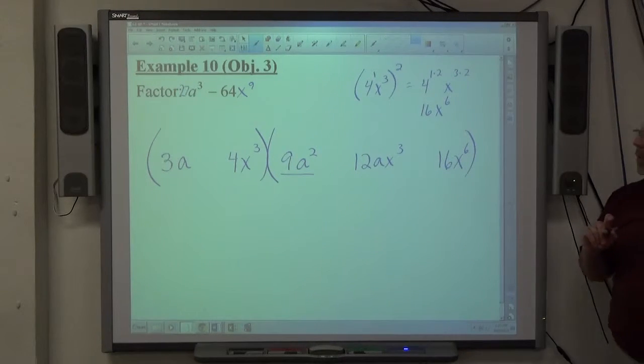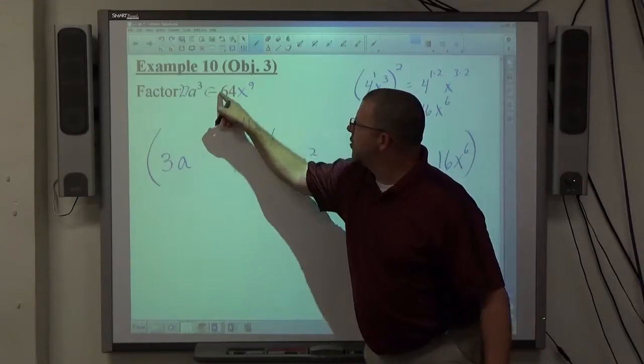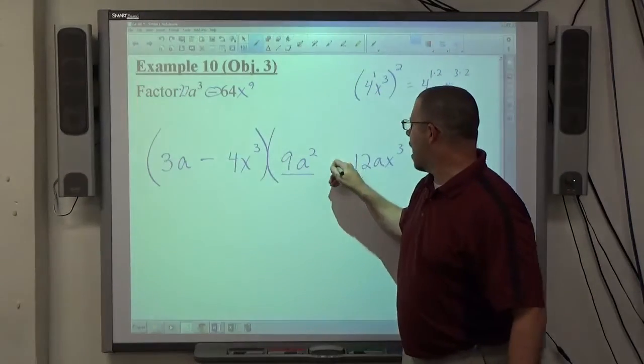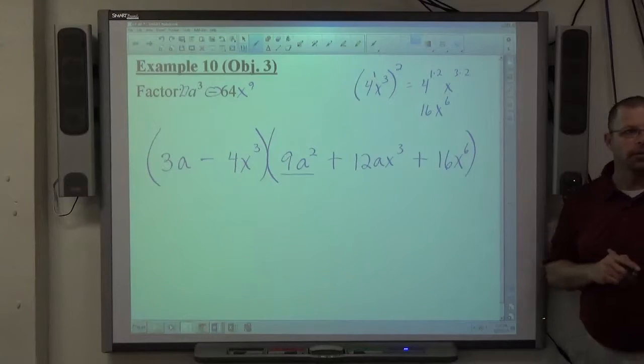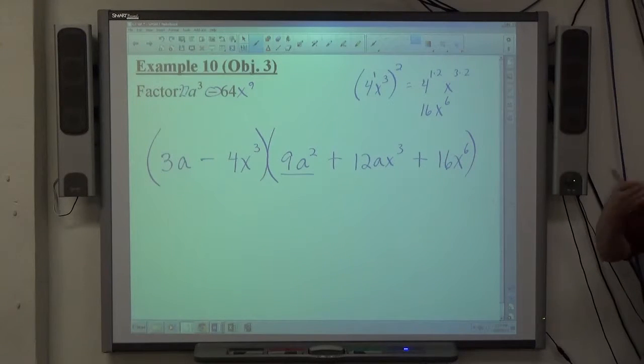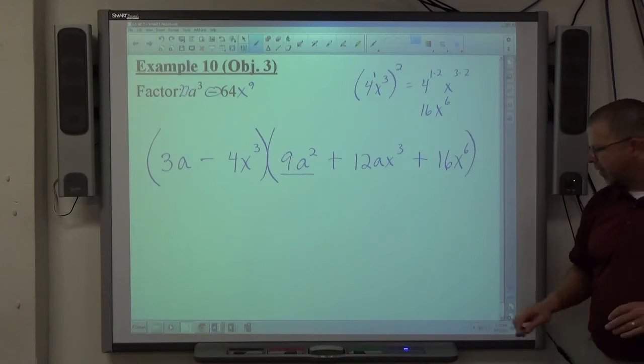All right, finally, we've got to put signs in again. It's a minus to start off with. Same sign goes here, opposite sign goes there, plus goes there. It's either plus minus plus or minus plus plus. Those are the signs that you can have in the problem. But again, if you go same sign, opposite sign, plus, it's pretty easy to get it right every time.